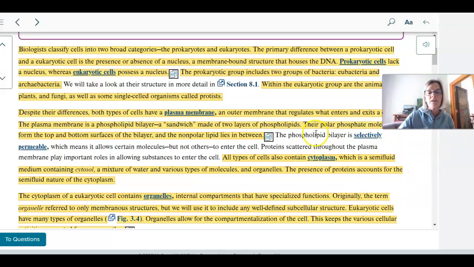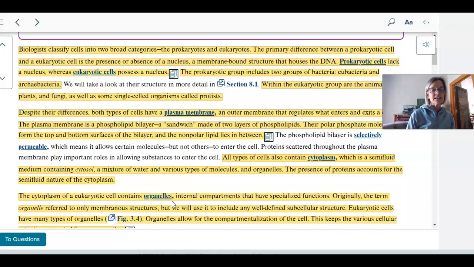The other part of all cells, whether you're prokaryote or eukaryote, is a cytoplasm, and that's the fluid inside of a cell, as well as the organelles that are floating around in there, or the molecules. So the cytoplasm is going to have all the stuff inside of a cell. And some of the things inside of the cell are going to be organelles. And it says here, organelles are internal compartments that have specialized functions.